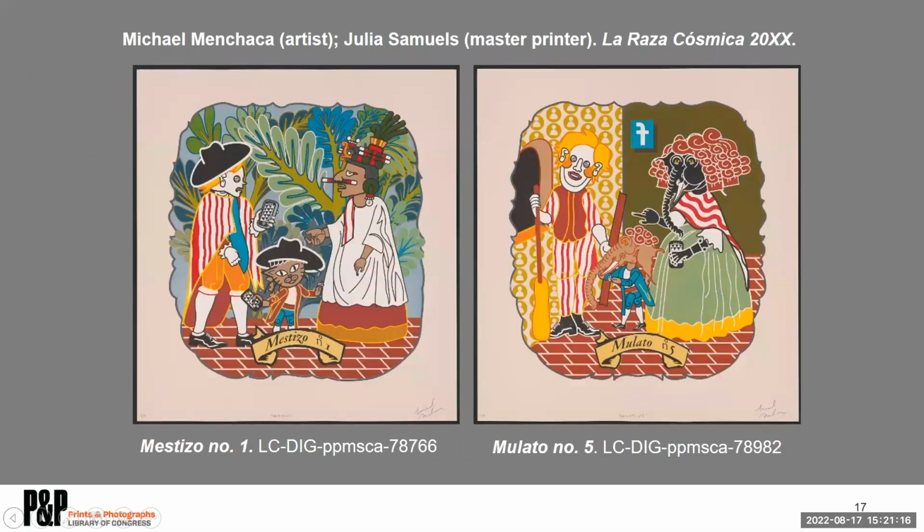And in this slide, we have a close-up of two of the prints part of this series. The first one is Mestizo number 1, which is the mix of European and Spaniard with Amerindian. And the one on the right is Mulatto number 5, which is the mixture of European, Spaniard with African.